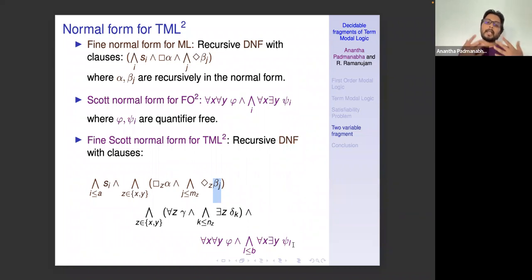And what we can show is that any formula of two variable TML that you take has an equisatisfiable translation into this normal form.